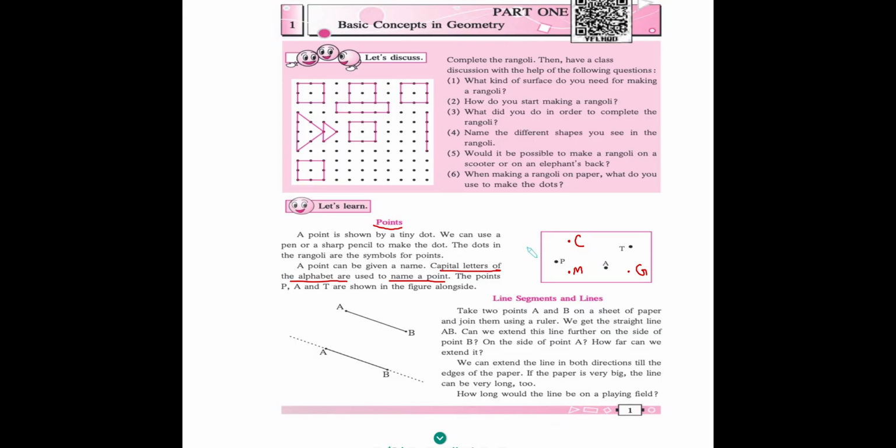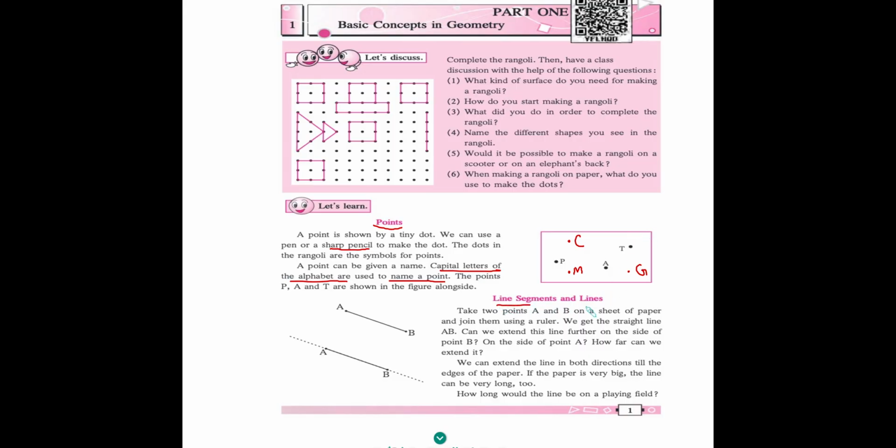So a point is a dot. We can use a pen or a sharp pencil to make the dot. And the dots in the Rangoli are the symbols for the points. Okay, so that is what is meant by the point.